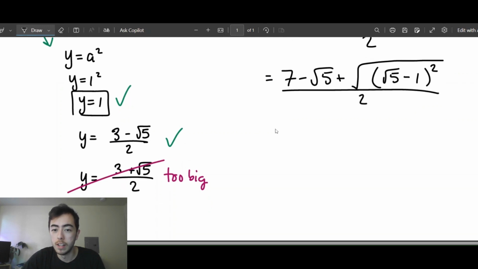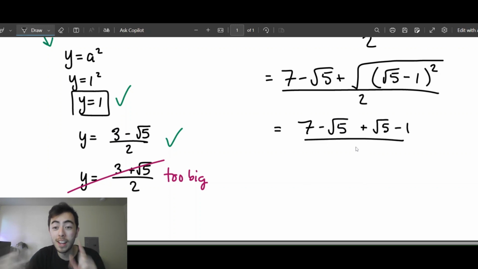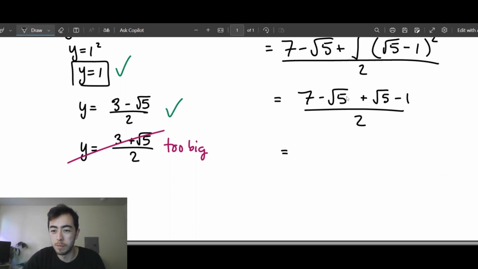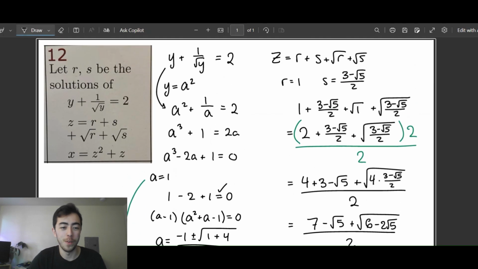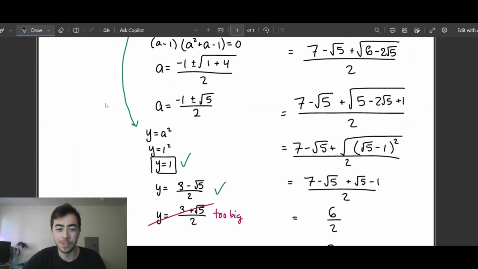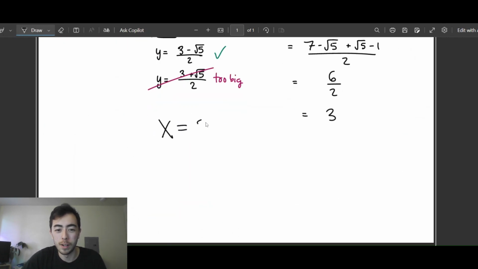And then finally, I can release that square root because the square and the square root cancel each other out. So I'll just have plus root 5 minus 1 over 2. And hey, look, the root 5s cancel out. So I'm just left with 7 minus 1, which is 6 over 2, which is just 3. Whew. Oh, wait, that's not the answer. 3 is equal to z, right? Yeah, okay. So x is equal to 3 squared plus 3. Wow, which is 9 plus 3, which is 12.